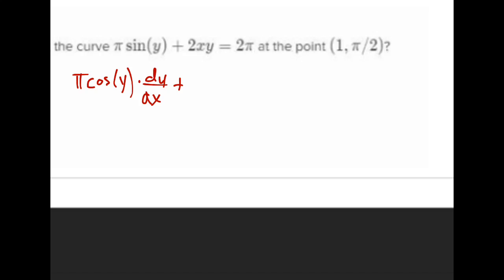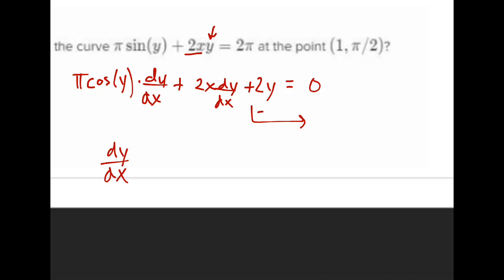And then we have to use the product rule. The way I do the product rule here is by considering 2x the first function, and y the second function. So I can do first times derivative of second, plus second times derivative of first. The derivative of 2x is just 2, and then it equals 0. So right away, I'll subtract that over, and then I'll also factor out a dy/dx. So I'll get dy/dx times (pi cosine of y plus 2x), and that will equal negative 2y.